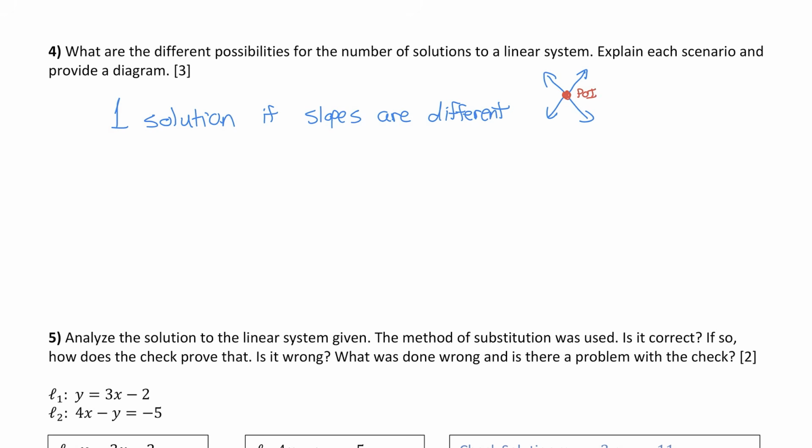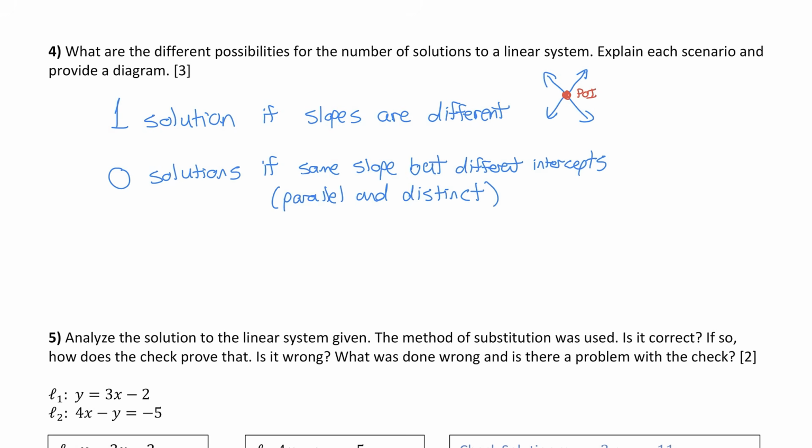There could also be no solutions if the lines have the same slope, but different intercepts. And we say that those lines are parallel and distinct. So I'll just draw a picture of two lines that are parallel and distinct. These two lines would never cross.